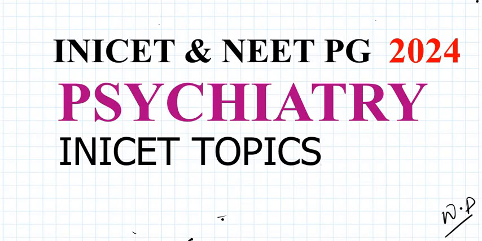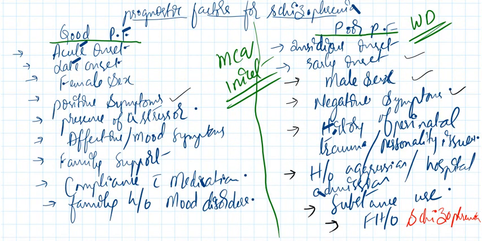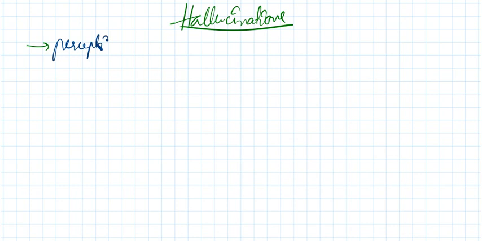One of the doctors has asked me to revise the hallucinations topic. So let us start and discuss hallucinations: the definitions, types, everything. What is meant by hallucination? The basic definition: perception without stimulus. That is called hallucination.